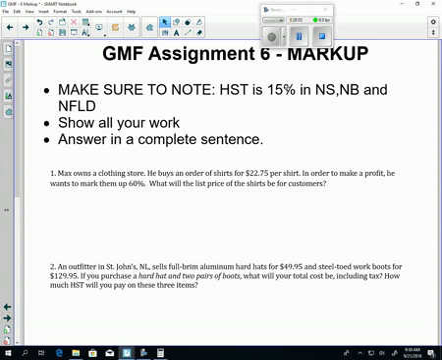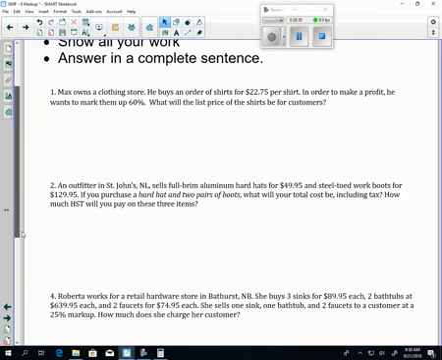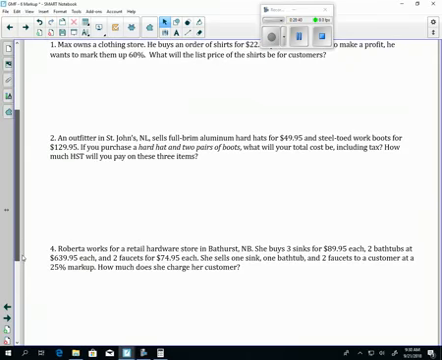So I'm going to give you an assignment. There's just 3 questions on your assignment sheet here. It's going to be assignment 6. It's called Markup. Use 15%. If they ask you to add the tax, remember it's 15%. That's Nova Scotia, New Brunswick, and Newfoundland, all have 15%. Show all your work again and answer it in a sentence. You have one here about buying clothing store. You have another one for boots, hard hats, and 2 pairs of boots. And then Roberta here in Bathurst, she's buying sinks and bathtubs and faucets. And they want you to know what does she charge her customer.